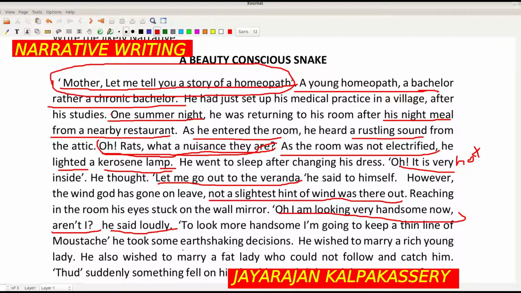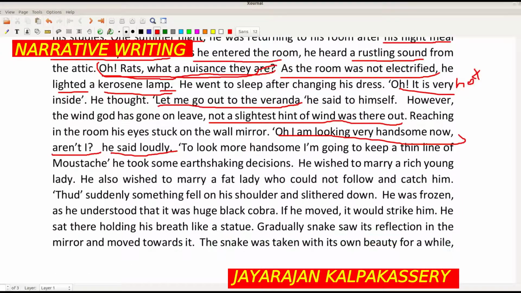How did he say it? To look more handsome, I am going to keep a thin line of mustache. So his decision has also been taken. His thoughts are given, his talks are given, how he thought and how he said, and everything is described. He also wished to marry a fat lady who could not follow and catch him. This is all part of the story.